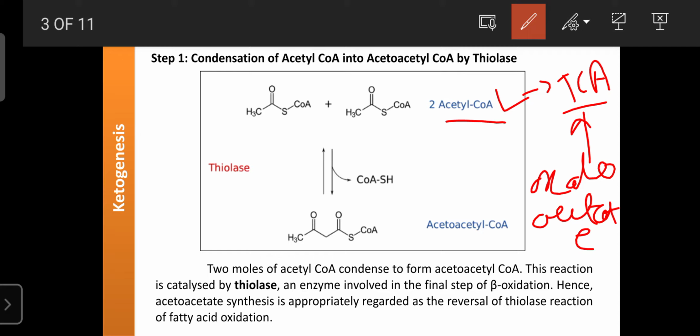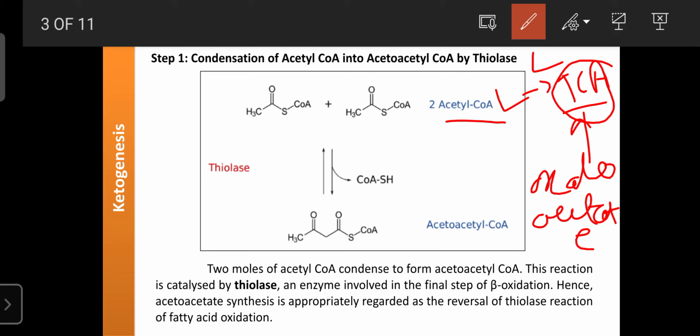So this acetyl CoA, due to lack of oxaloacetate for the TCA cycle, is the precursor involved in the formation and production of the ketone bodies. The first step regarding the ketogenesis is the condensation of the acetyl CoA into acetoacetyl CoA by the thiolase enzyme. So thiolase is the starting or beginning enzyme required for the ketogenesis, and it utilizes two molecules of acetyl CoA and starts the synthesis of the ketone bodies.